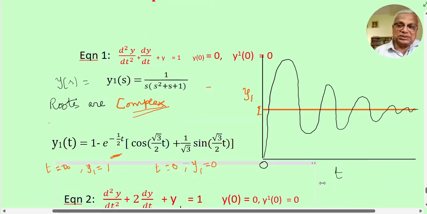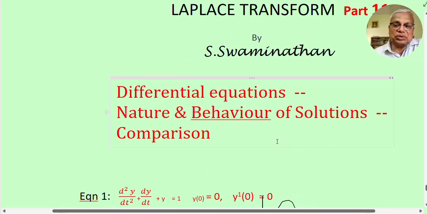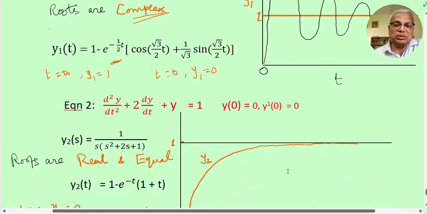I hope it is clear. And as I said, the links for the solution of differential equations are given below in the description. You can go through them if you have not already gone through them.